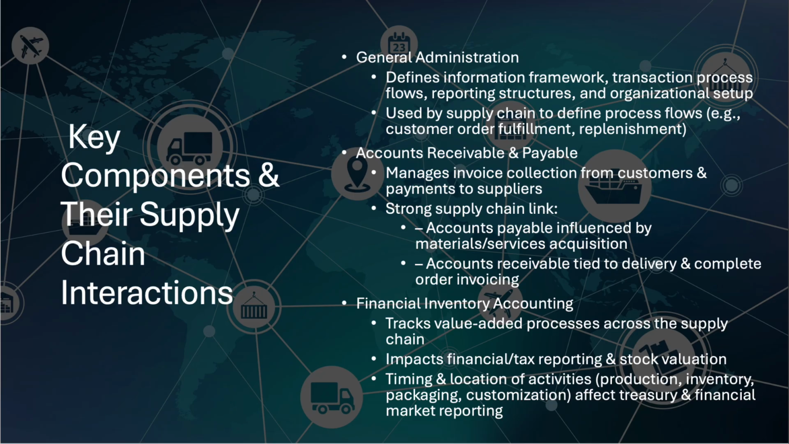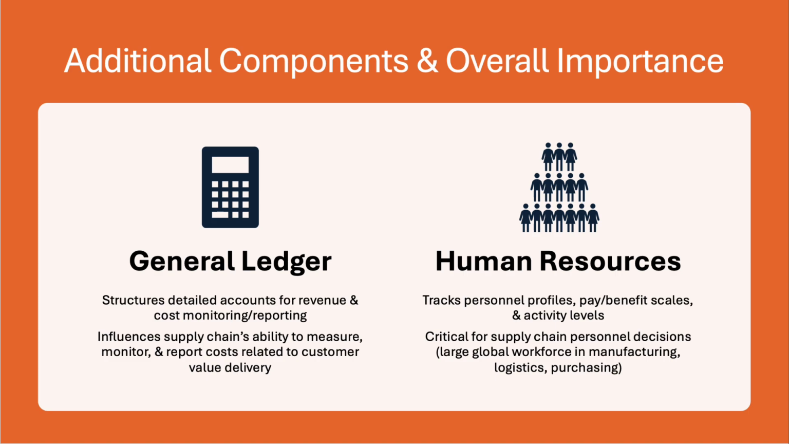The general ledger structures detailed accounts for revenue and cost monitoring. This influences the supply chain's ability to measure and report costs related to customer value delivery. For example, if a company wants to know the cost to serve a particular customer segment, it needs accurate cost data. The Human Resources module tracks personnel profiles, pay and benefit scales, and activity levels.